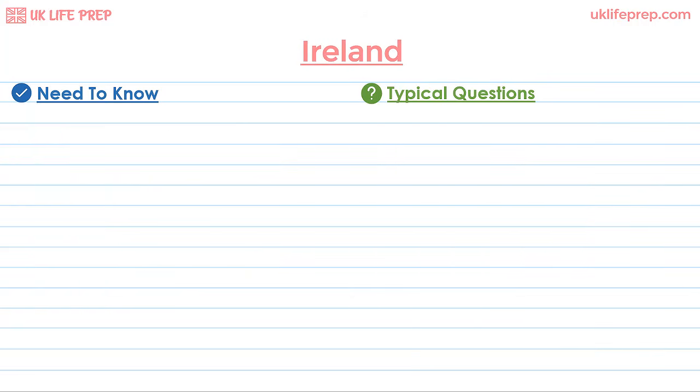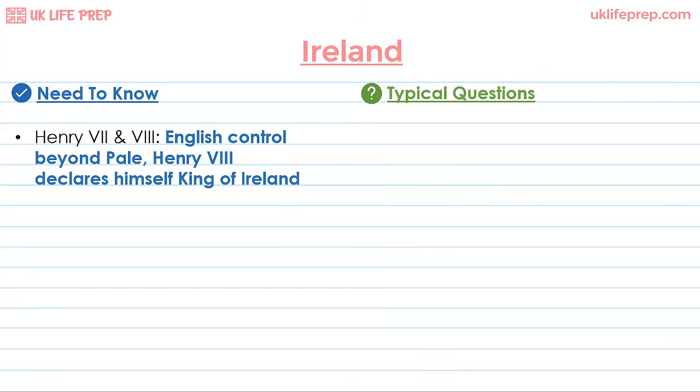During this period, Ireland was an almost separate Catholic country. Henry VII and VIII extended control beyond the Pale, which was the area just outside of Dublin, and established English authority over the whole country. Henry VIII took on the title King of Ireland.